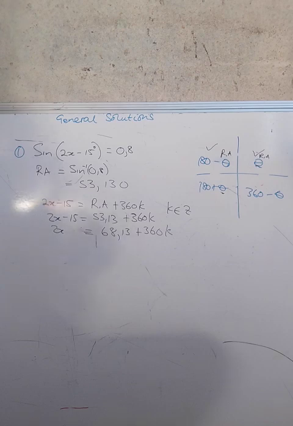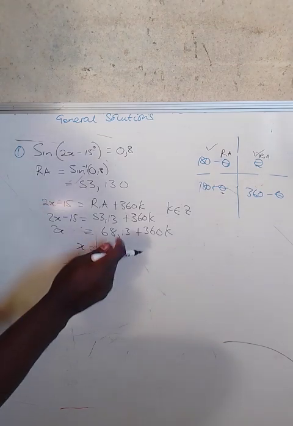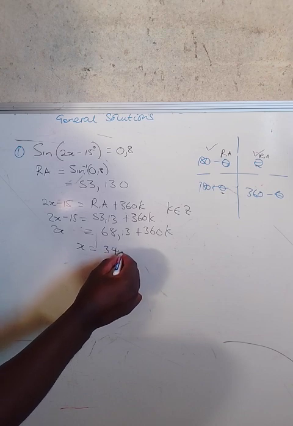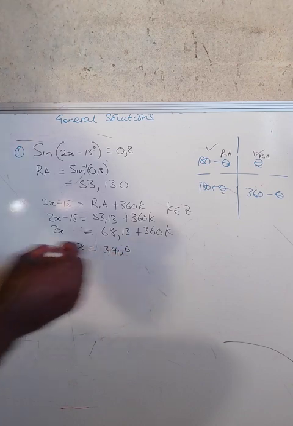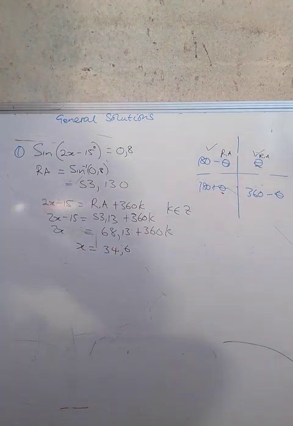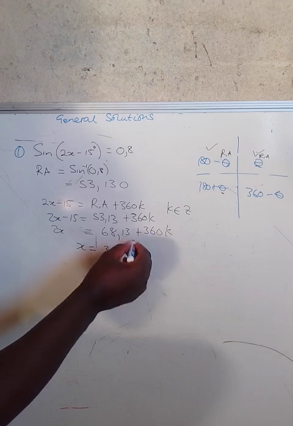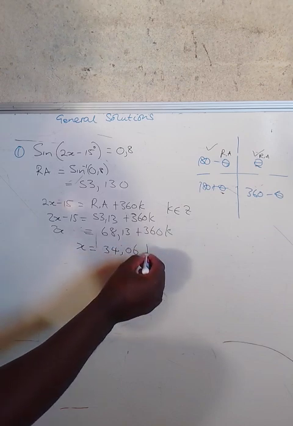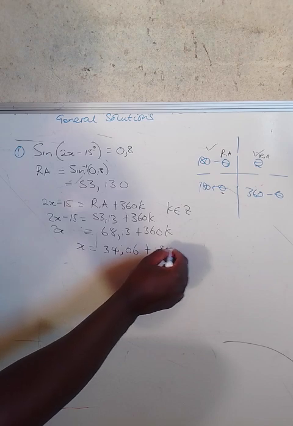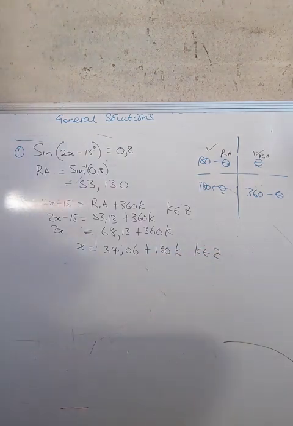Then we divide by 2 so that we are left with x. X is equal to, if we divide by 2 here, it's going to be 34.06 plus 180k, where k is an element of Z. So this is the first solution to this question.